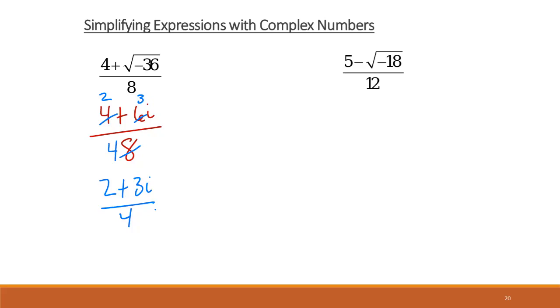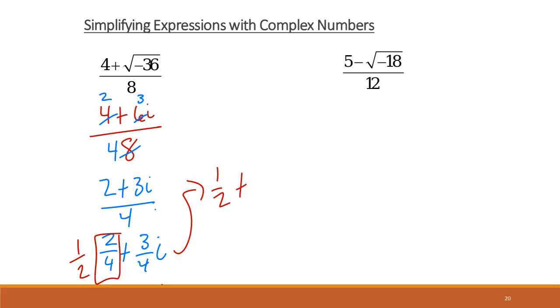I can break this up into 2 over 4 plus 3 over 4i, so that it's more clear that it's a complex number. We have our real part as 2/4 and our imaginary part as 3/4 i. When we do that, we can see here that 2/4 also can reduce. That reduces to 1/2. So my final answer would be 1/2 plus 3/4 i.